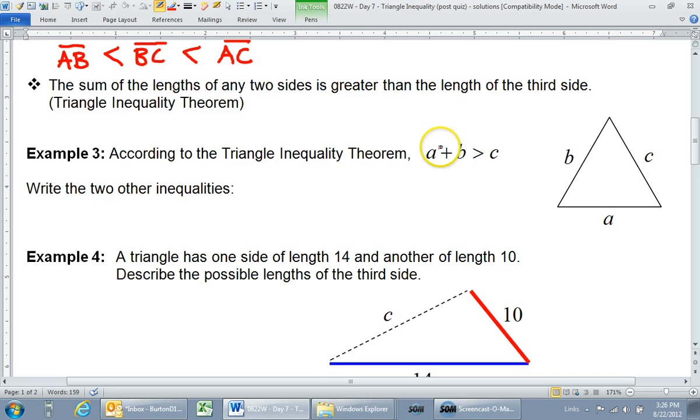Now this is a lot of words, but it really is something simple. The sum of the lengths of any two sides is greater than the length of the third side. Well, example 3 clears that right up if you had any confusion at all. Okay? So the sum of the length of any two sides, for example, A and B, if I add those up, it should be greater than C. So any two should be greater than the third.